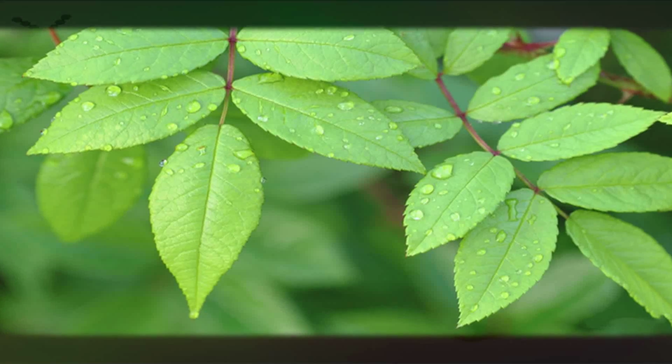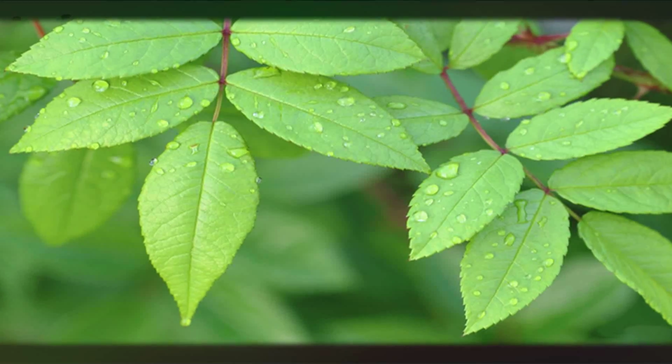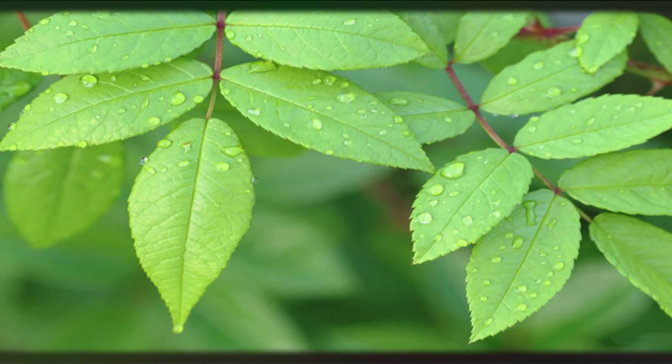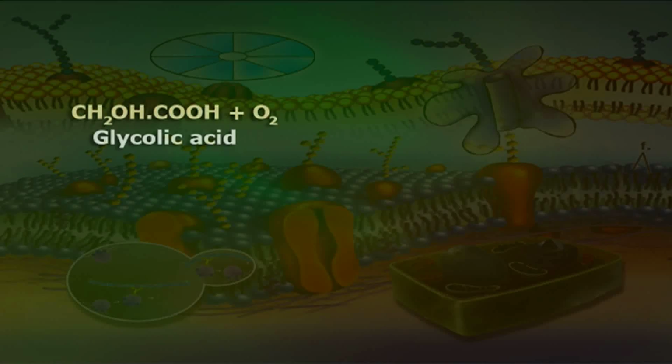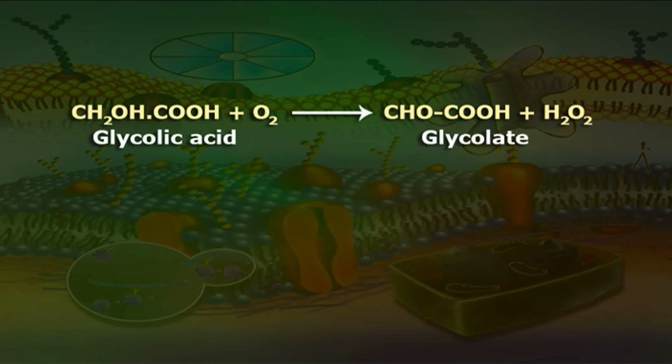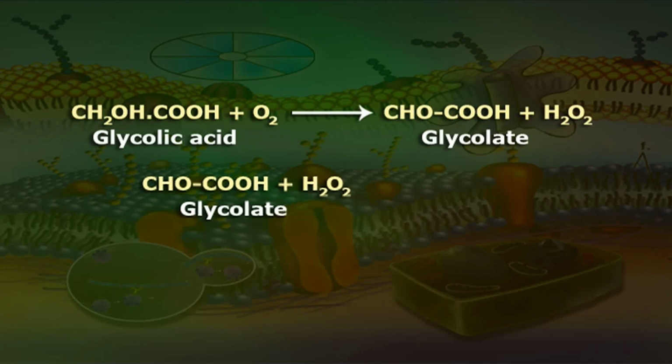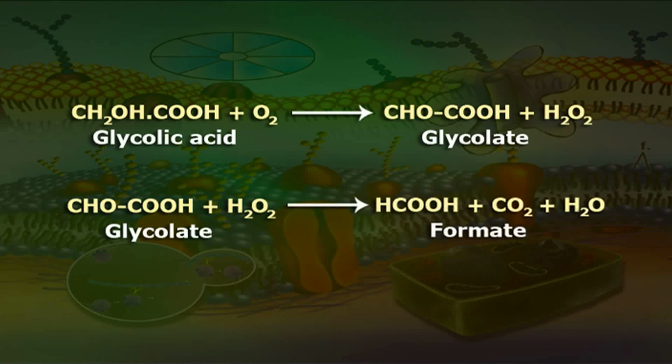Photorespiration. In green leaves, peroxisomes carry out a process called photorespiration. It is light-stimulated production of carbon dioxide, which differs from the carbon dioxide generated by mitochondria in the dark. Glycolic acid binds with oxygen and forms glycolate and hydrogen peroxide. This glycolate binds with hydrogen peroxide, leading to the formation of formate plus carbon dioxide and water molecules.